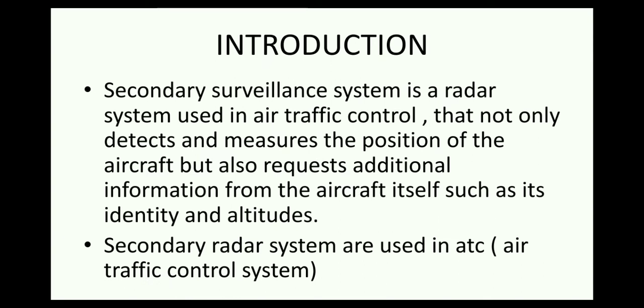An introduction to surveillance. Secondary surveillance radar system is a radar system used in air traffic control that not only detects and measures the position of the aircraft but also requests additional information from the aircraft itself, such as its identity and altitude and all other things. Secondary radar systems are used in ATC, air traffic control systems.